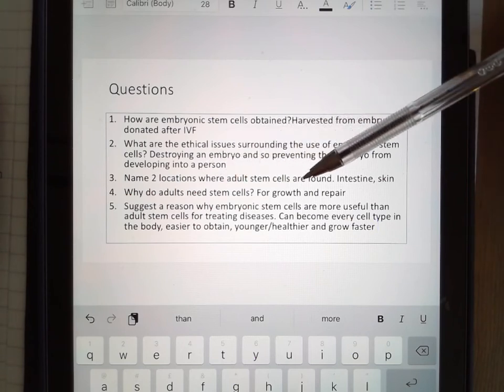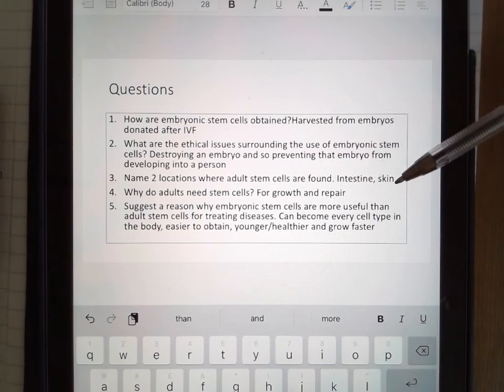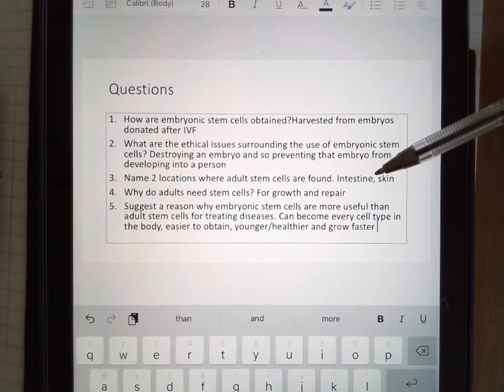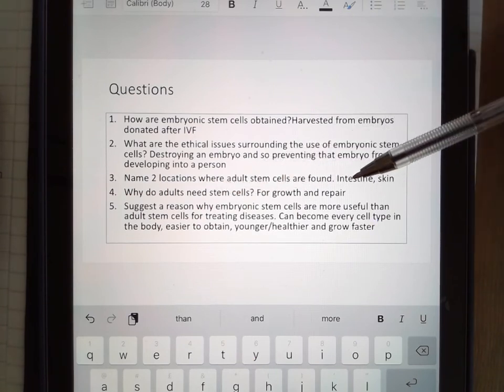Two locations where adult stem cells are found. So I wrote the intestine, which is in your digestive system, and the skin. You could also write bone marrow. That's where blood stem cells are made. You can say there's a couple of others: breasts, testicles, brain, surface of the eye. There's a couple, okay? But the reason they're needed is for growth and repair, okay?